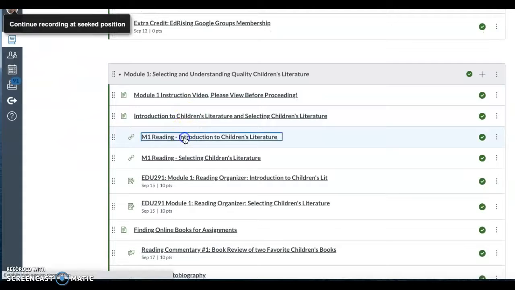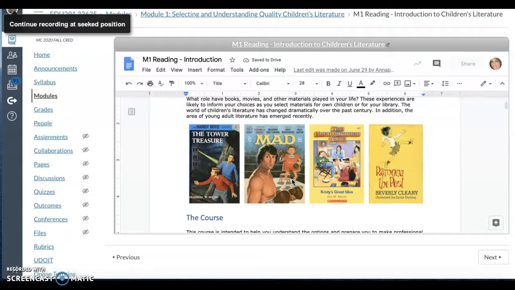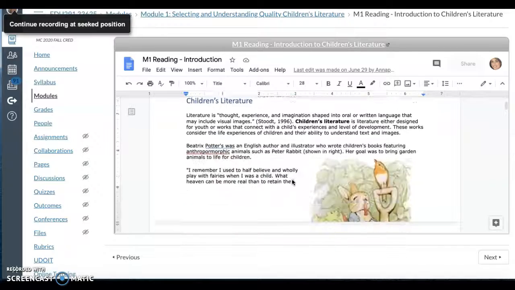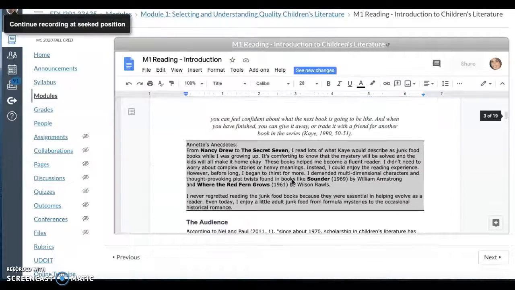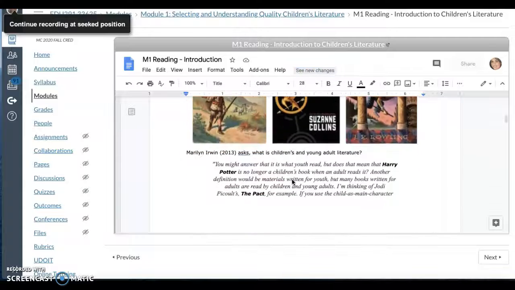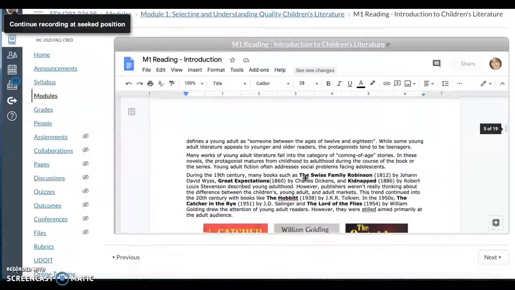And just to give you an idea, if we were to go to Introduction to Children's Literature, we would check out the reading, we would enjoy the reading, and as we go forward, we will eventually find one of those extension activities. So here, in bold green, try it. Examine the most loved children's book infographic from USC Rossier School of Education. How many of your favorites are on the list? What books do you think are missing? So that's a try it.